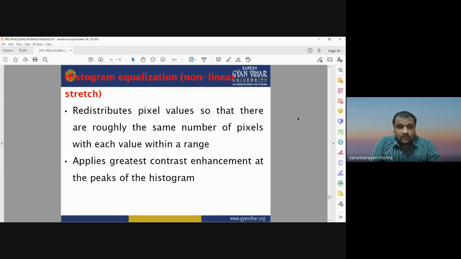Histogram equalization works on the redistribution of the pixel values so that there are roughly the same number of pixels with each value within a range. It is very useful for applying the greatest contrast enhancement at the peaks of the histogram.